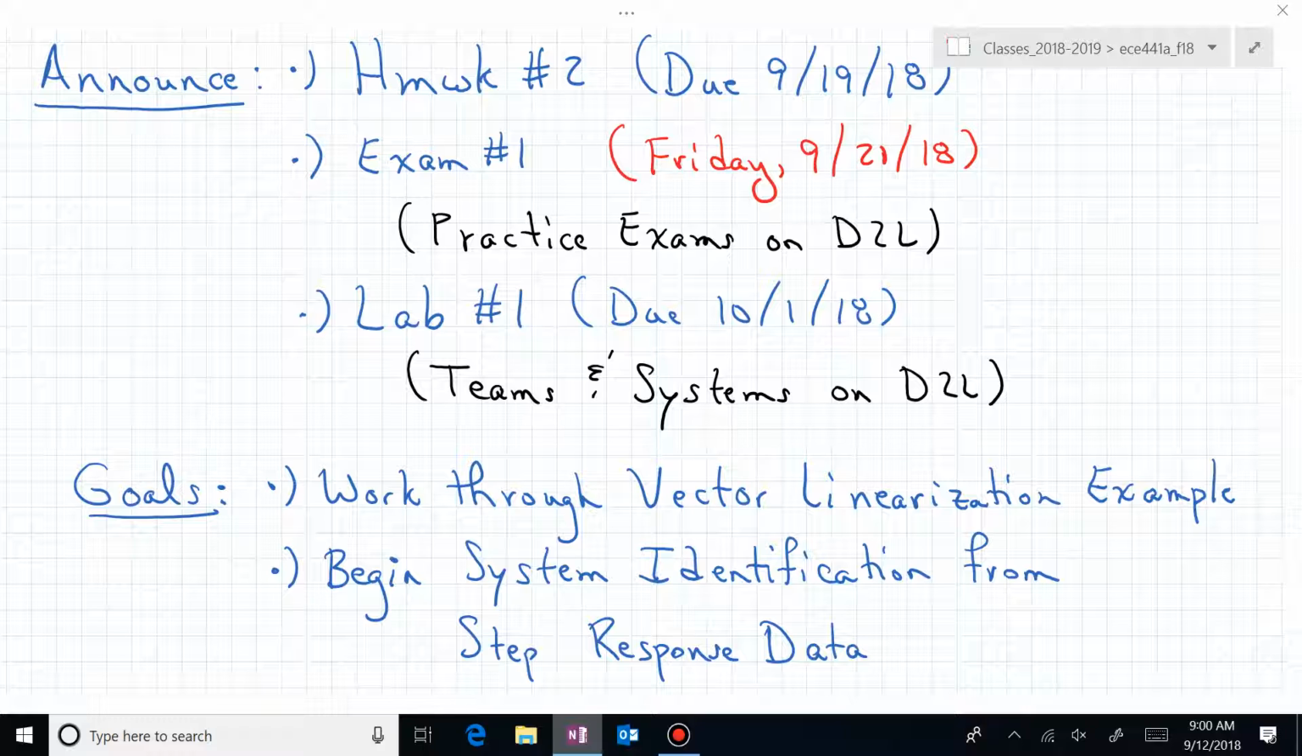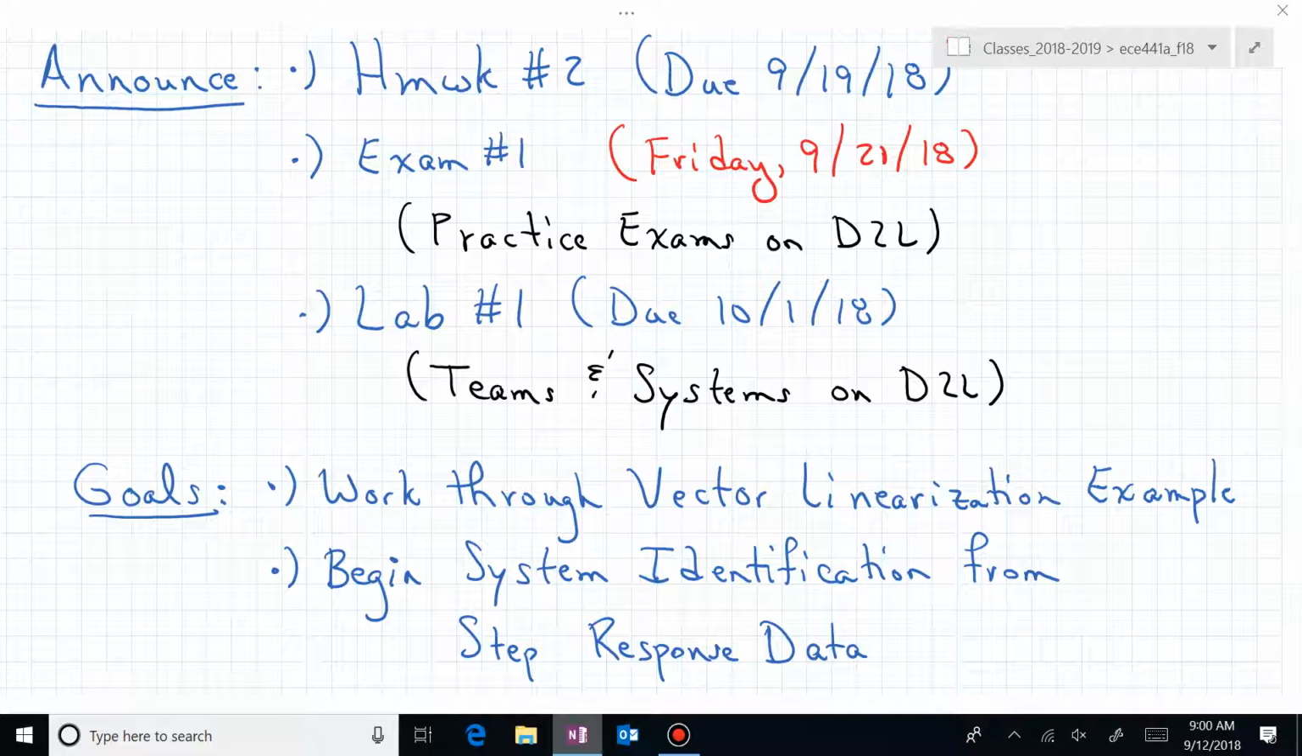Homework number 2 is due in a week on Wednesday, next Wednesday, and our exam is a week from Friday. It's coming up quite quickly. Lab number 1, you will want to understand what is going on in lab number 1, but it's not due until after exam number 1.